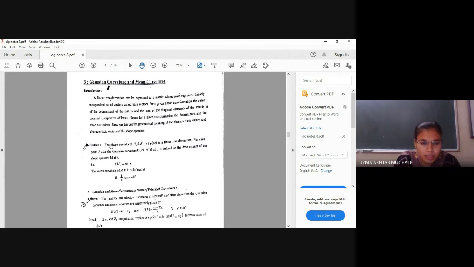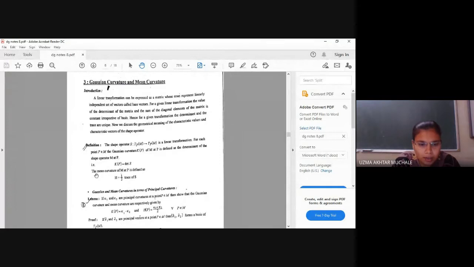Okay, so here you can see the definition. The shape operator S is a linear transformation. For any point P, the Gaussian curvature K of P is defined as, what is Gaussian curvature? It is nothing but the value of a determinant. Why is it written as the value of the determinant? Because with the help of different bases, you are getting the same value of the determinant for any linear transformation.